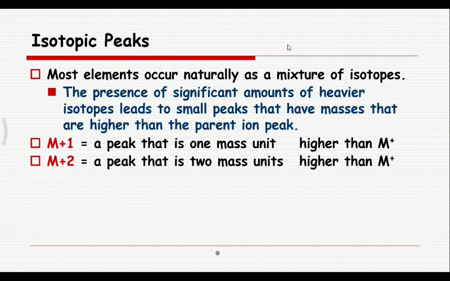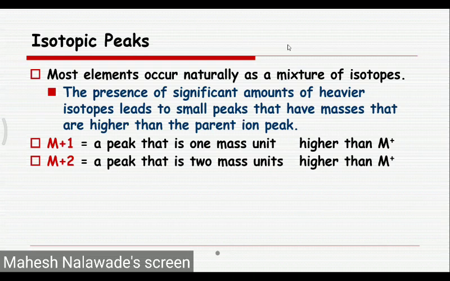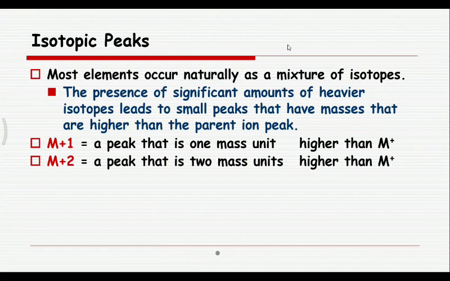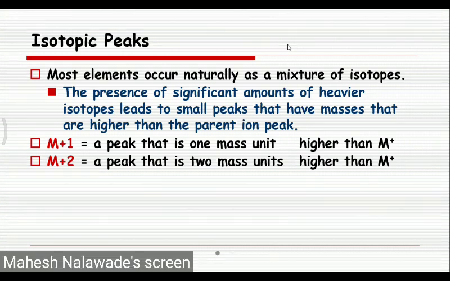When we look at the elements, most of them occur naturally as a mixture of isotopes. The presence of a significant amount of heavier isotopes in certain elements leads to small peaks at masses usually higher than the parent ion peak. When we have those molecular ion peaks and isotopes associated with that, we commonly observe peaks at m+1 and m+2.